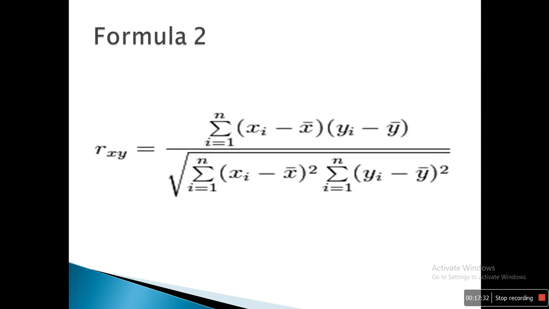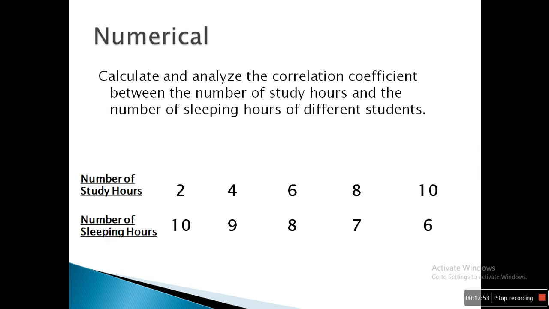The next formula is saying that xi minus x bar. Now I assume that you know what x bar and y bar are. X bar and y bar are the mean, the average of that series, and we are trying to find out the deviation. So this is your formula, and I am going on to the example.